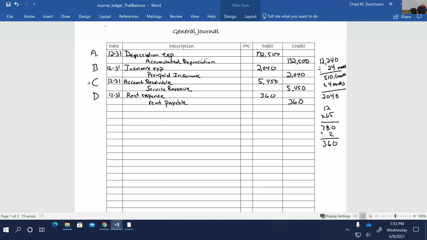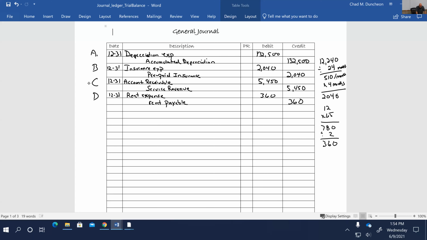All right, E, Perry Sex Service prepaid for more. Prepaid rent for time on the computer. All right, so they have given us, it doesn't even tell us what the amounts were. When Reynolds receives cash, we would debit our cash because it's going up, and credit our revenue.